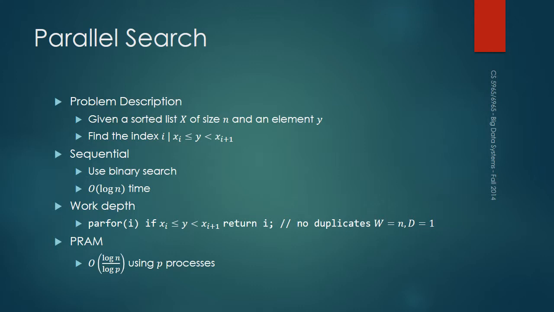Think of variations, which is the lower bound or the upper bound, but in this case we just go for the lower bound. So sequentially you would use a binary search. Everybody knows how to do a binary search, right? And it'll take you order log n. Everybody knows why?